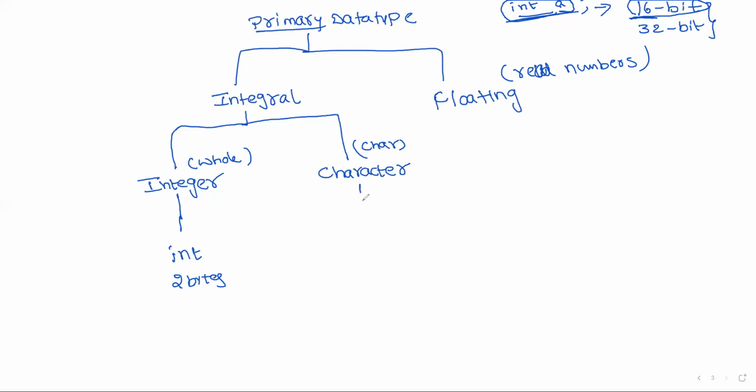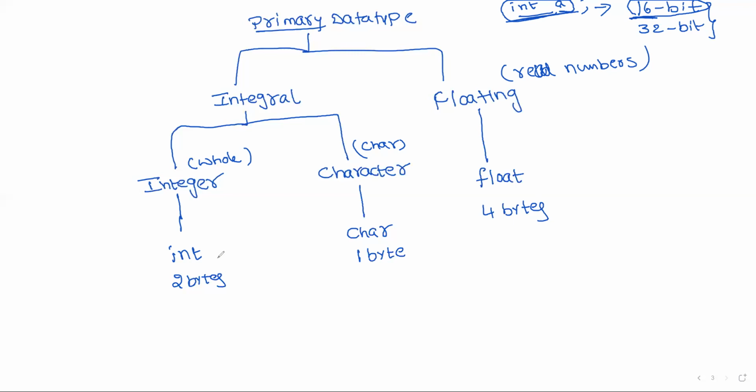Similarly, for representing a character, what is the data type? Char. For character, it allocates only 1 byte. Now, for floating, what is the representation? The keyword is float. For float, it allocates 4 bytes of memory. Now, this is the normal categorization.